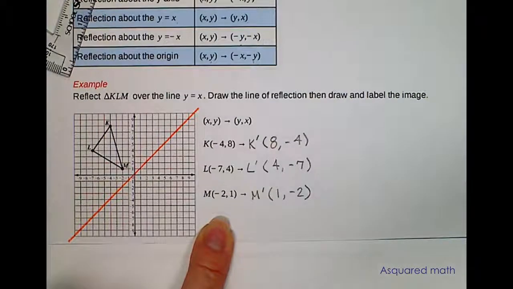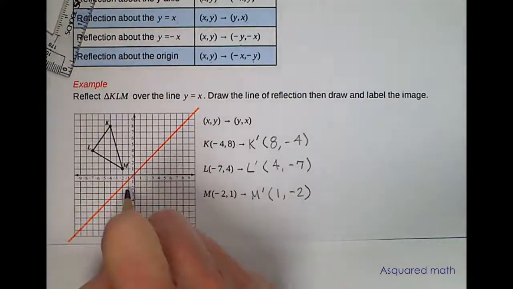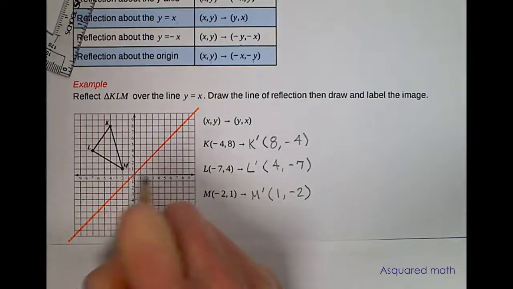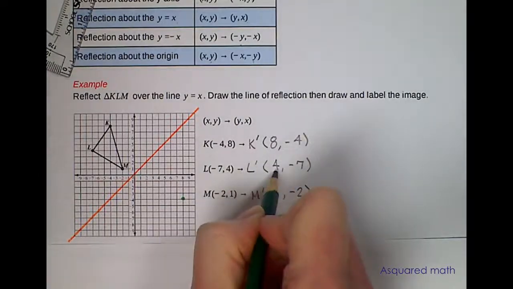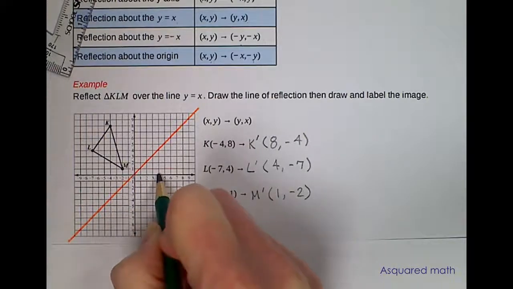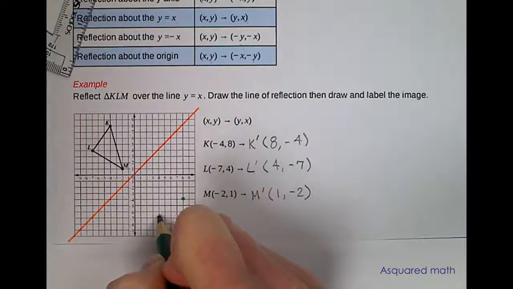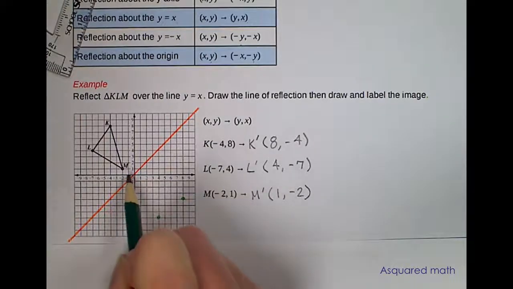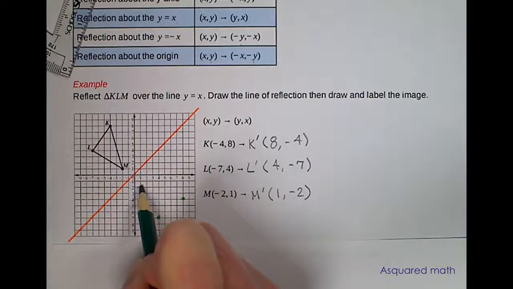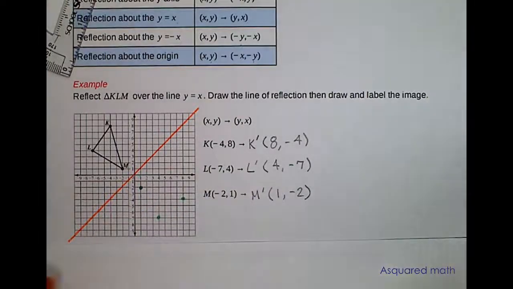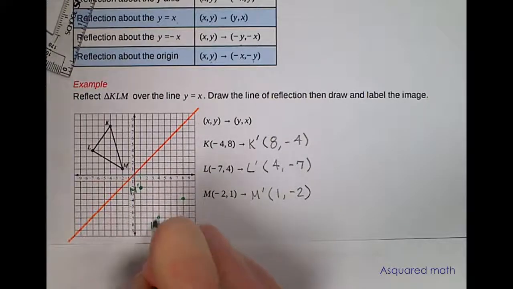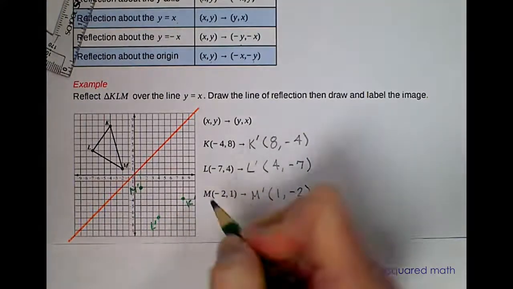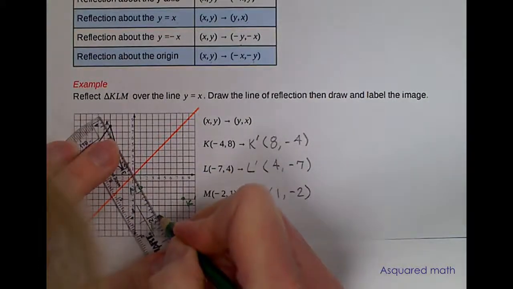So let's go ahead and plot these 3 points on our coordinate plane here. K prime is 8 to the right, 4 down. L prime is 4 to the right, 7 down. And M prime is 1 to the right, 2 down. So let's connect those points after I mark them, since I forgot to do that. And we can have our reflected image.